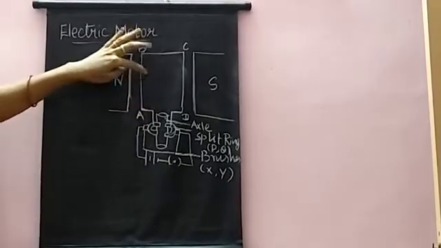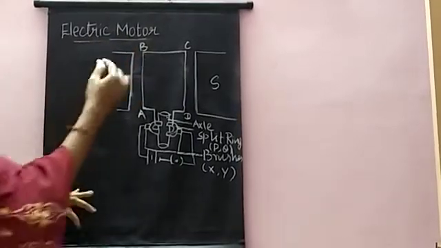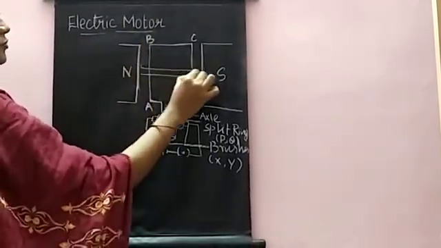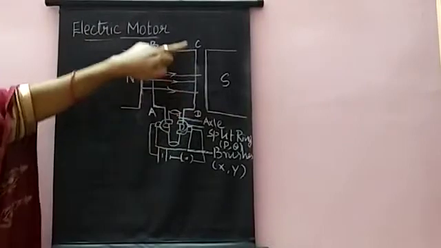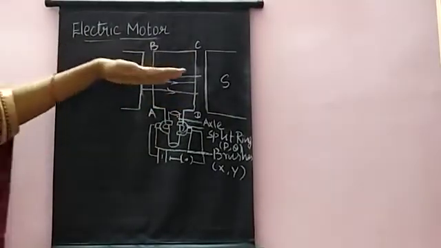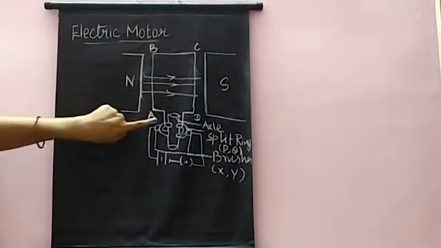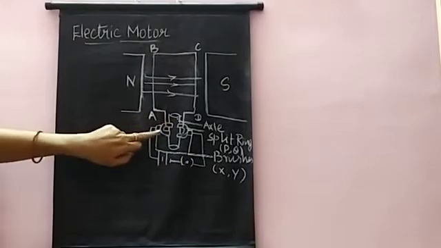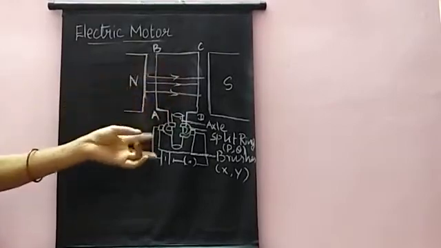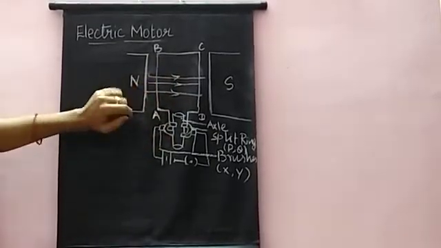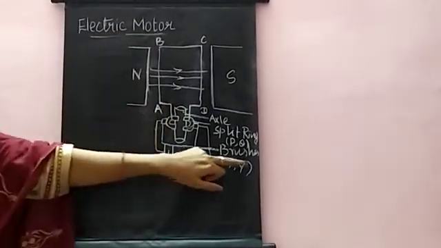The coil is placed between the poles of two magnets. The arms AB and CD are mutually perpendicular to the magnetic field. We know that the magnetic field is directed from north to south, so the arms AB and CD are placed perpendicular to the direction of the magnetic field. The inner sides of the split rings P and Q are insulated and attached to the axle. When it rotates, the split rings rotate. The external edges P and Q touch the brushes X and Y.